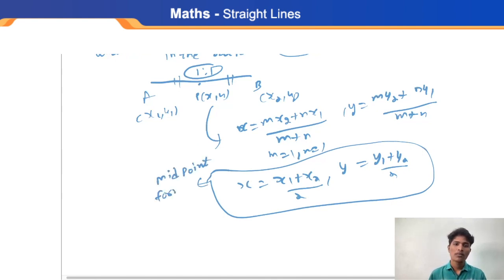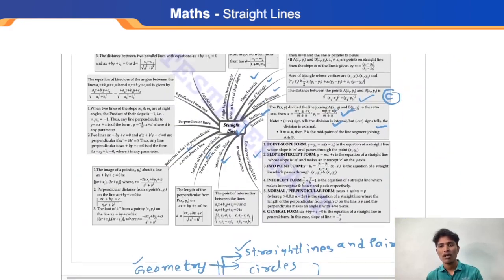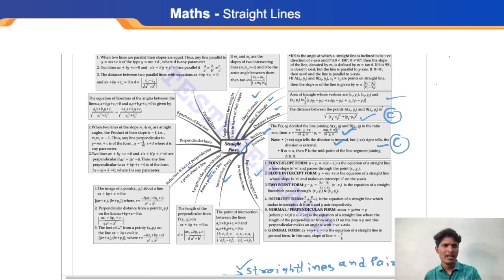Midpoint formula. Like this, you have to evaluate. This block is also completed. That is the section formula block. Now I will discuss the area. I think the area is very important.